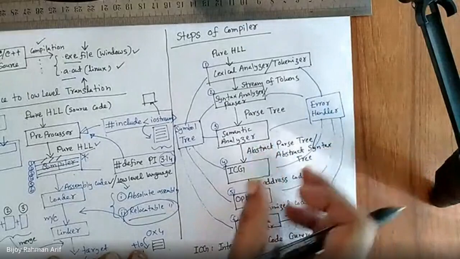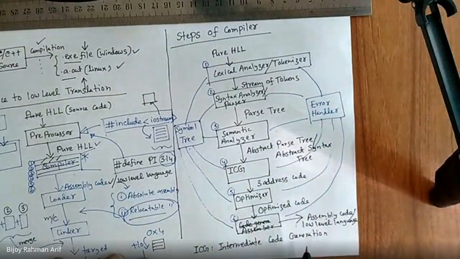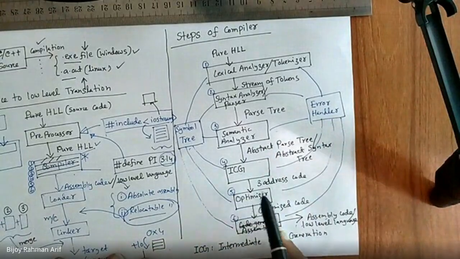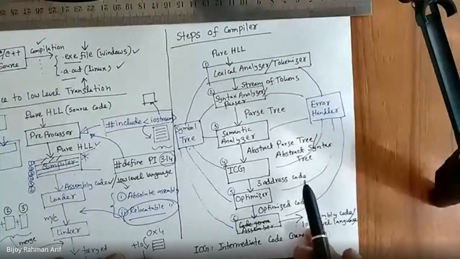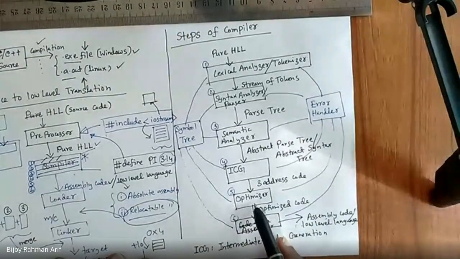Then this one is passed to ICG, or intermediate code generation. Intermediate code generation creates some sort of intermediate code. One very popular intermediate code is called 3-address code. Then this intermediate code is passed to the optimizer for some sort of optimization. Finally, we get optimized code.